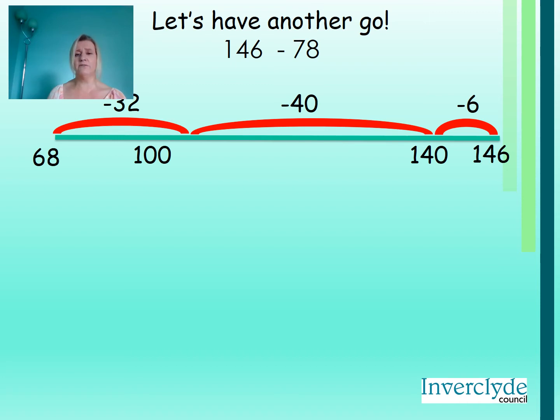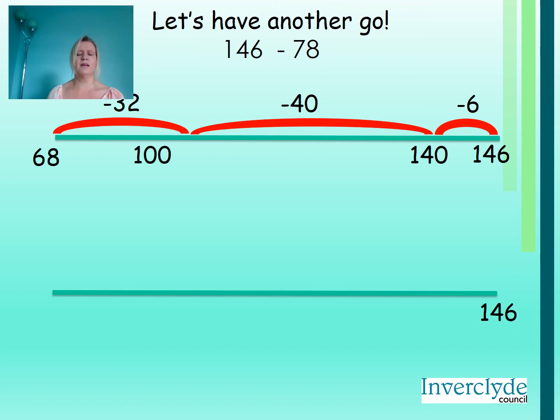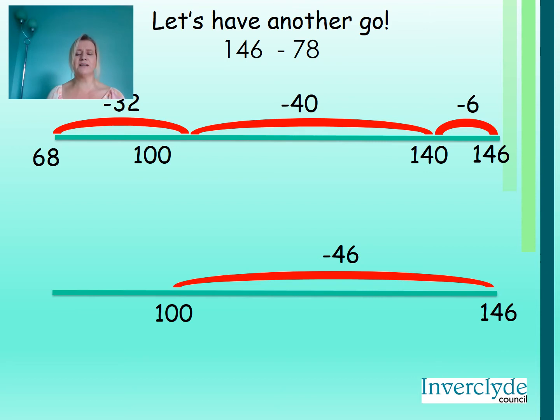Maybe you did it in a different way though. Let's have a look at a different way to do it. I'm starting with 146. I'm building a big bridge all the way down to 100 this time. I'm taking off 46 in one go. 146 take off 46, reaching 100 is a pretty easy sum to do.